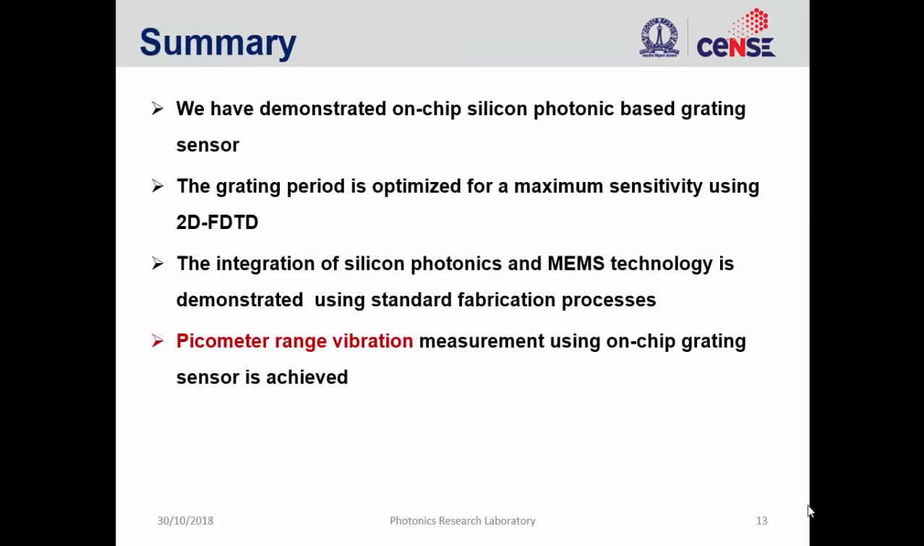So in conclusion, what we have demonstrated is an on-chip silicon photonics-based grating sensor. We have optimized the grating sensor using 2D FDTD simulations, and we demonstrate the integration of silicon photonics and MEMS technology using standard fabrication processes, and we are able to measure picometer range vibration using a chip grating sensor.